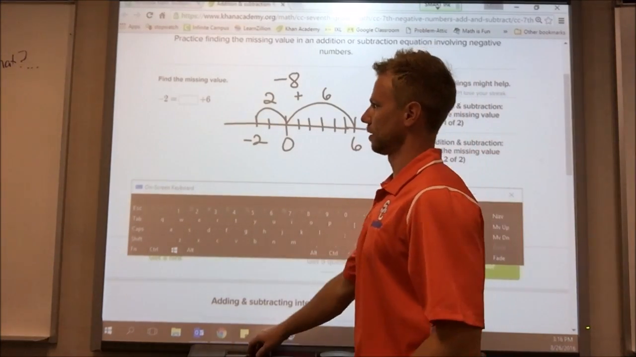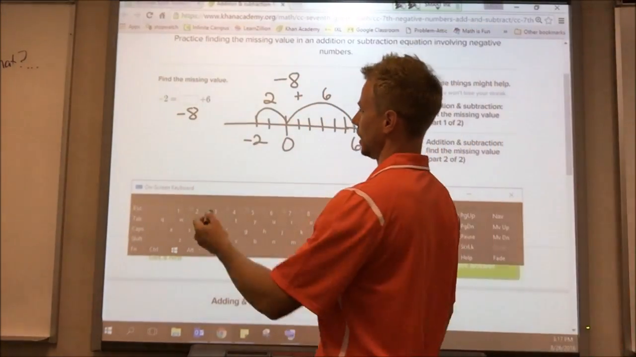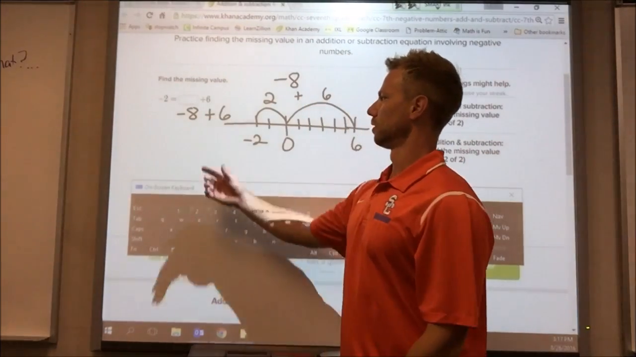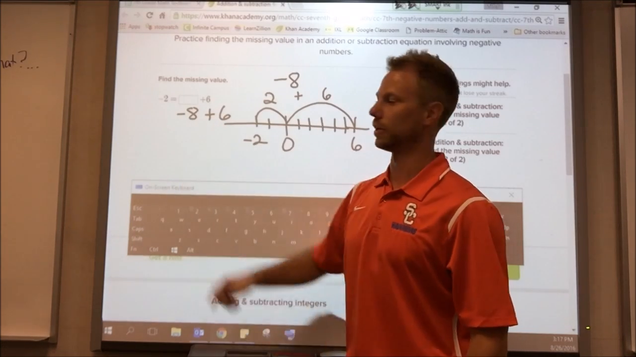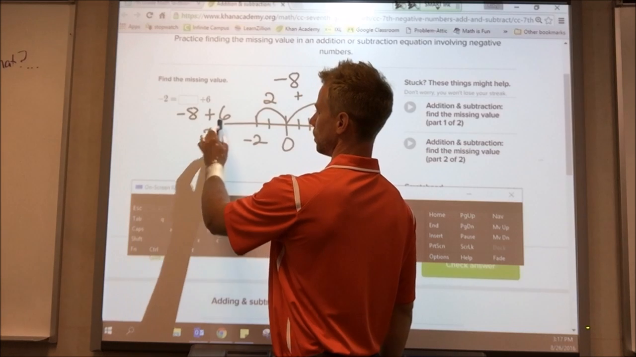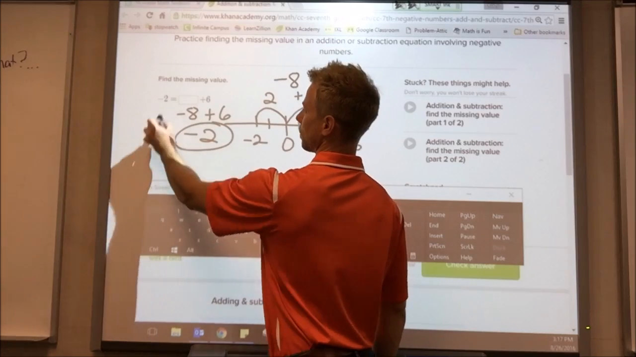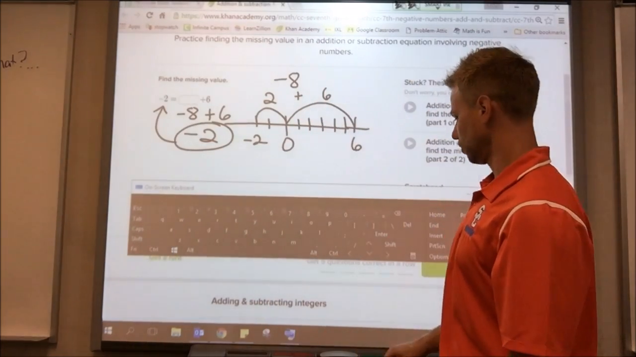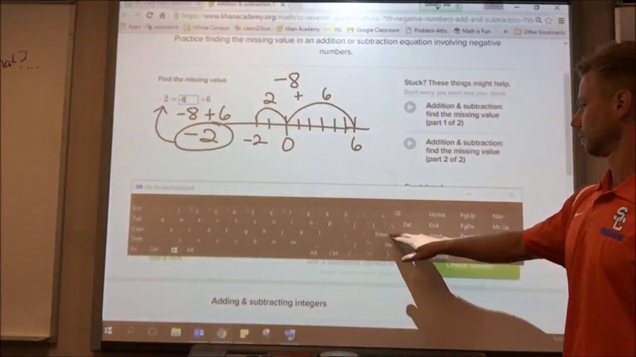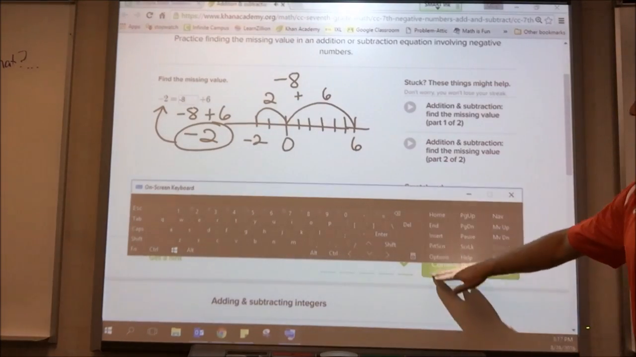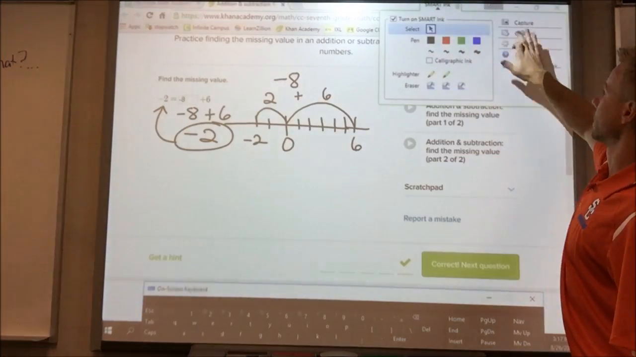Okay, so let's check. I think it's -8. So let's check and see if that works. -8 plus 6. I have unlike signs, so the rule says subtract and keep the sign of the bigger number. 8 minus 6 is 2. The sign of the bigger number, 8 is the bigger number, the sign is negative, gives me -2. And that matched what it needed to equal. So I know that my blank is -8. And we got it right, as we can see. Good, let's try another one.